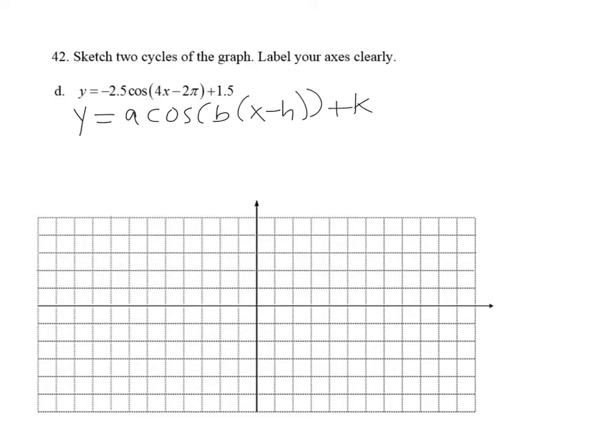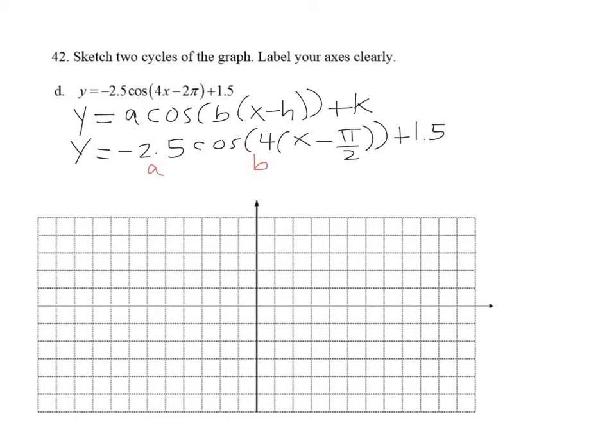In this equation, the b value has been distributed through the parentheses, so we need to factor that back out. So think of it as almost dividing by 4, except that we're still writing the 4 in front of another set of parentheses. So that gives me 4 times x minus pi over 2. So here's what we have in our equation. The negative 2.5 is a, the b is 4, the h is pi over 2, and the k is 1.5.